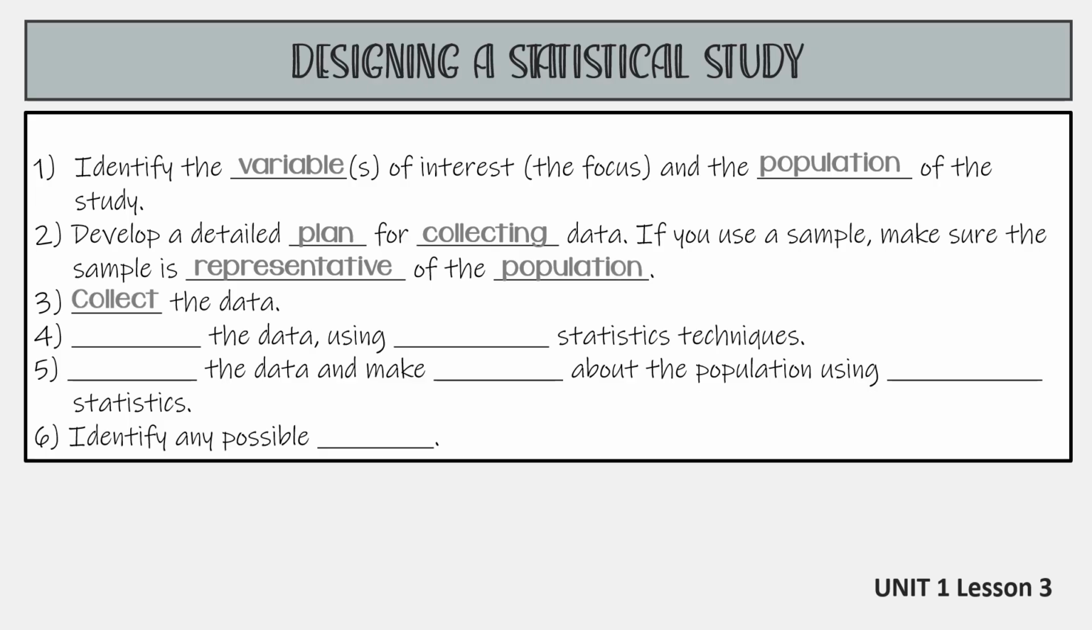Collect the data. Number 4, describe the data using descriptive statistics techniques. Number 5, interpret the data and make decisions about the population using inferential statistics. And last of all, identify any possible errors.